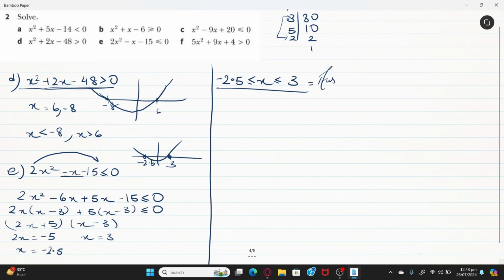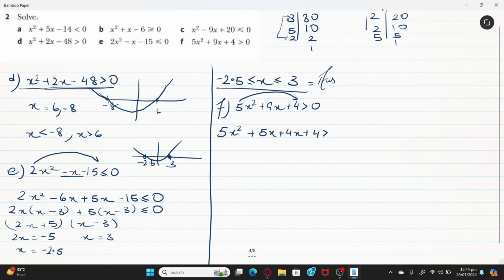For part F, what they've asked us is 5x squared plus 9x plus 4 is greater than 0. Again, solve this quadratic equation. Coefficient of x squared multiplied by the c value, 5 4s are 20, 2 10s are 20, 2 5s are 10, and 5 1s are 5. Make something out of this which will make 9. So 2 2s are 4 and 5 plus 4. So 5x squared plus 5x plus 4x plus 4 is greater than 0.